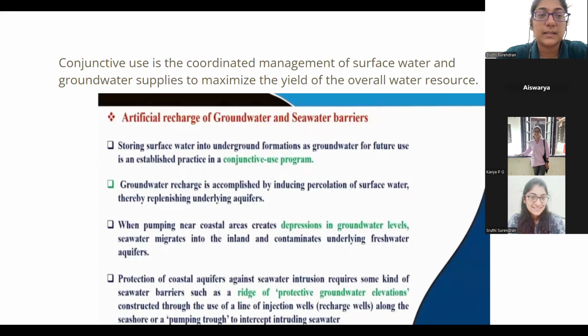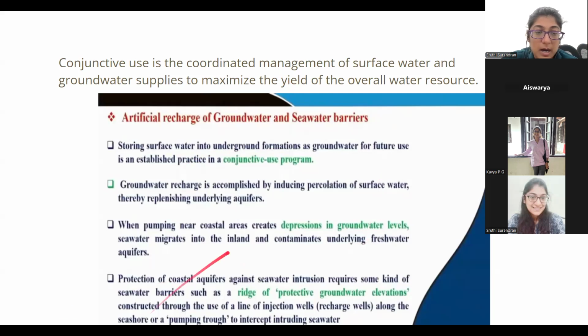So, any management technique that is associated with combining surface water and groundwater, or management of surface and groundwater, is called conjunctive use techniques. So, storing surface water into underground formation is an established practice in the conjunctive use management techniques. This is also an artificial method to recharge groundwater.